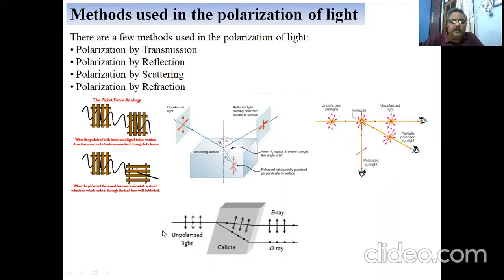By refraction, we mean that if we take a crystal of calcite or quartz, then there is a phenomenon where the incident light is broken into two. One is with the vertical vibrations and the other with the perpendicular vibrations. And we will discuss this phenomenon later on. One is called the extraordinary ray and one is called the ordinary ray. This phenomenon is called double refraction. We will discuss it later.